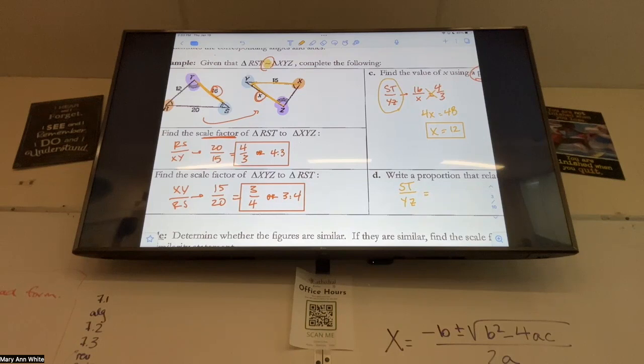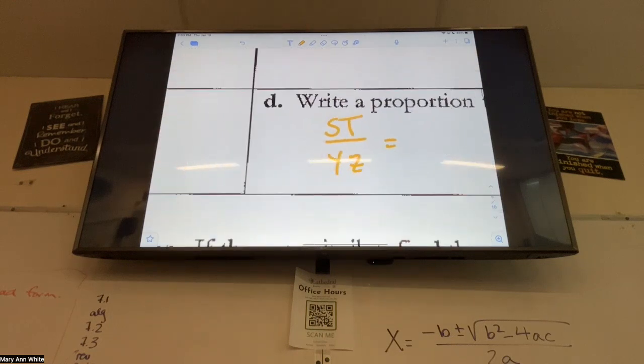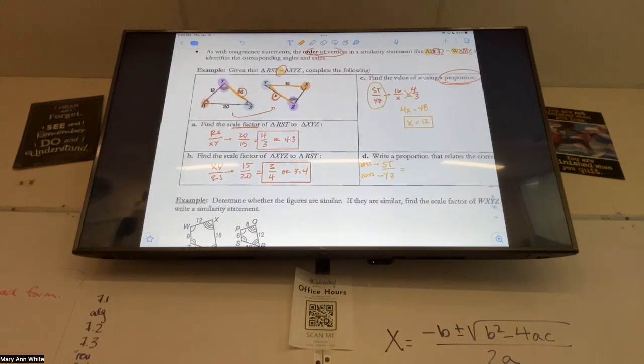Yeah, that's okay, I love the confidence. Remember how the first one I set up ST over YZ? So anything from the triangle RST needs to go on the top, and this is on the bottom, because of the YZ. Oh, that makes sense. So what did we say? SR over YX. Okay, I'm okay with that.